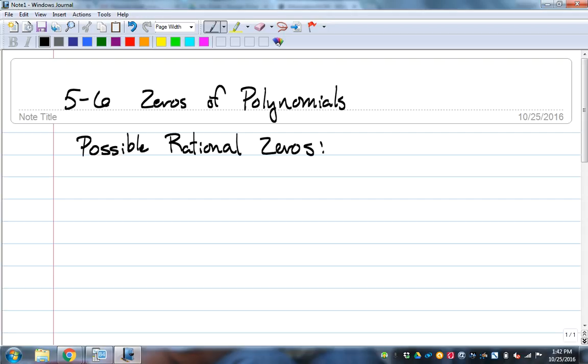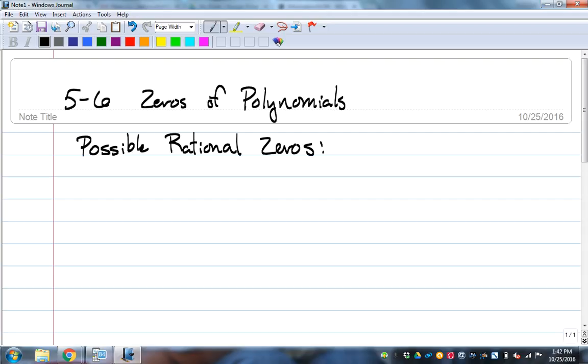So when we're talking about the possible rational zeros, we're talking about all the possible zeros of a polynomial that could be written as a fraction. These are the ones that don't have something like a square root of 2 involved with them. It's whole numbers, it's fractions, it's nice, good numbers that are easy to do synthetic division with.